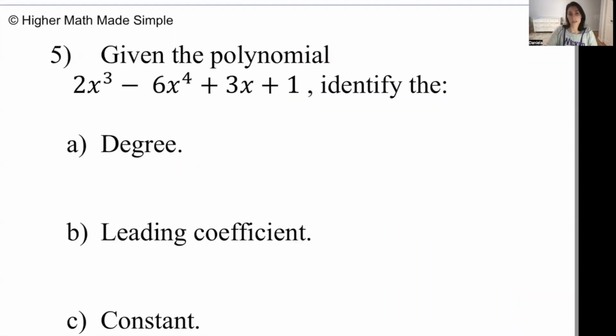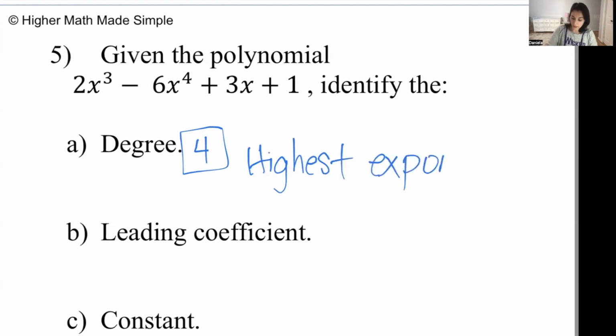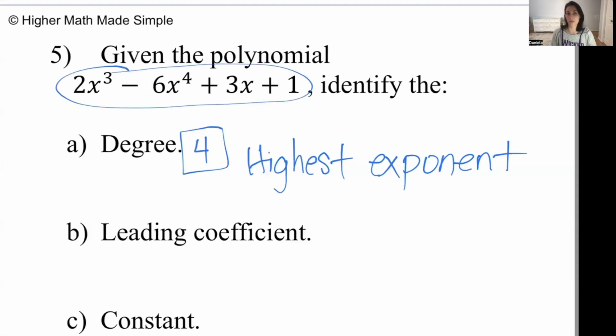In number 5, this is a degree 4 polynomial. Degree simply means the highest exponent of the polynomial. The leading coefficient goes hand in hand with the term with the highest exponent. If I were to rearrange this in standard form, you start with the highest exponent and go down in descending order: 4, 3, 2, 1. Then the leading coefficient is the number in front of the variable with the highest exponent.